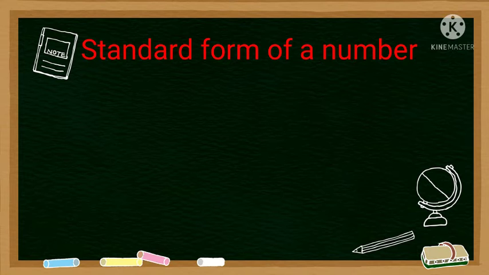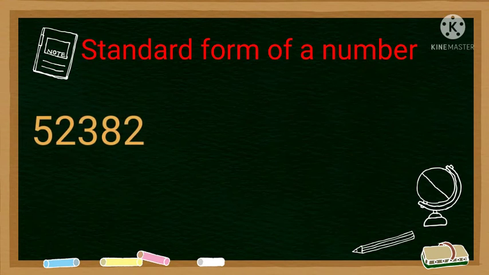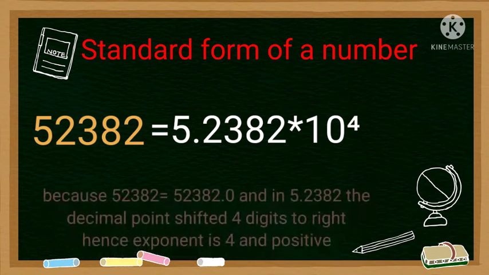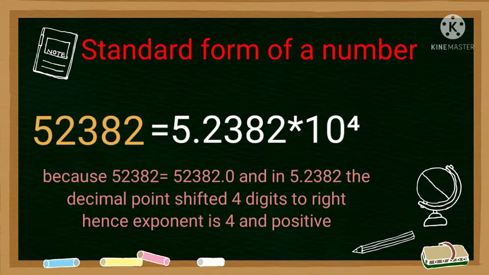Here is an example. We have a number 52382. To write it in the standard form, we write it as 5.2382 multiplied by 10 to the power 4 because the decimal point has shifted 4 places to the left.